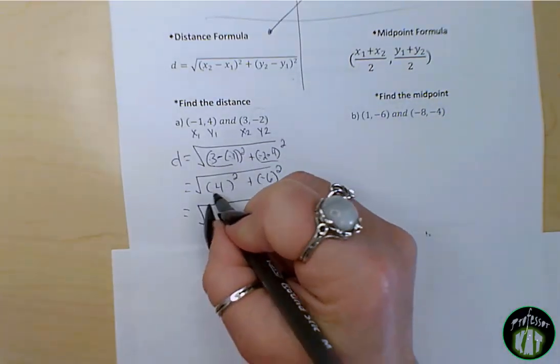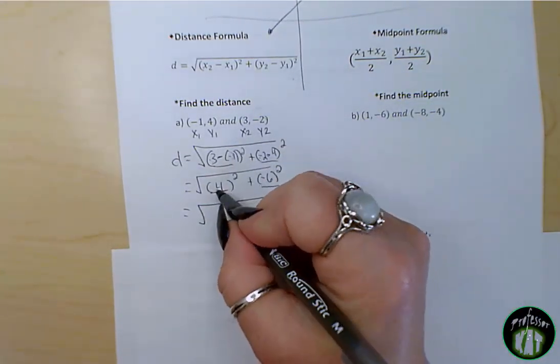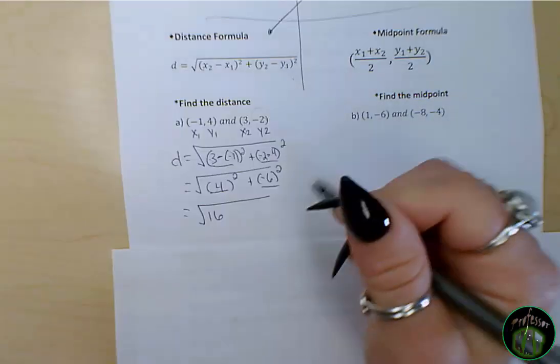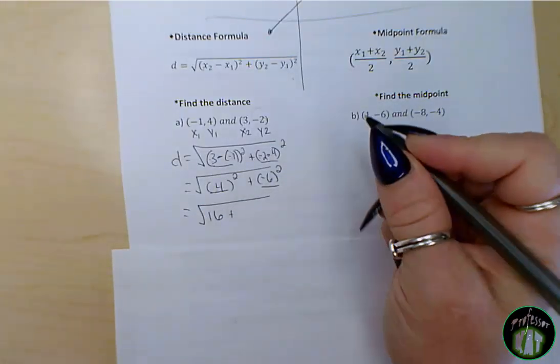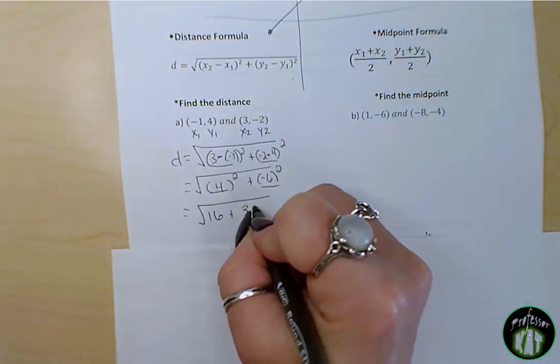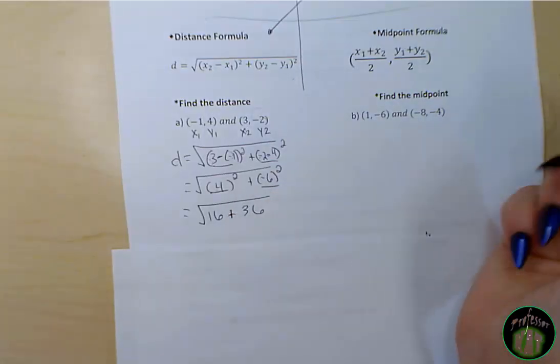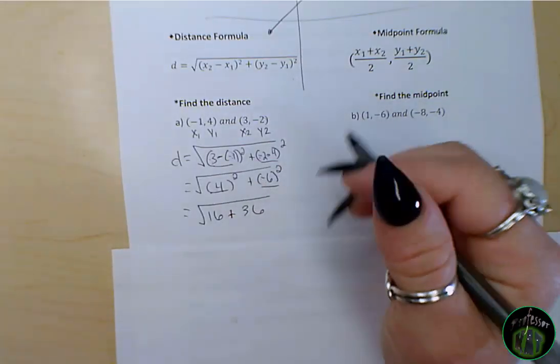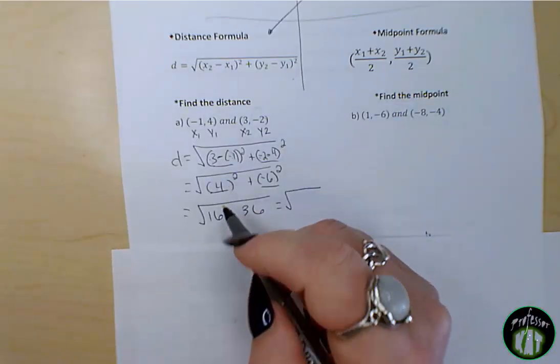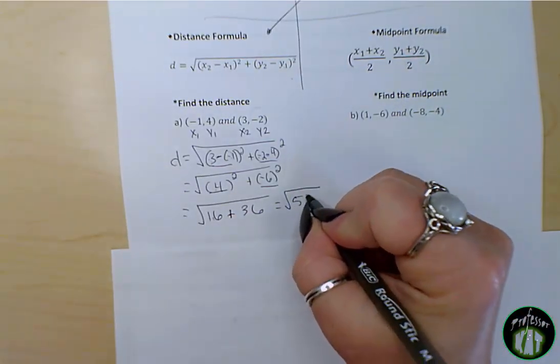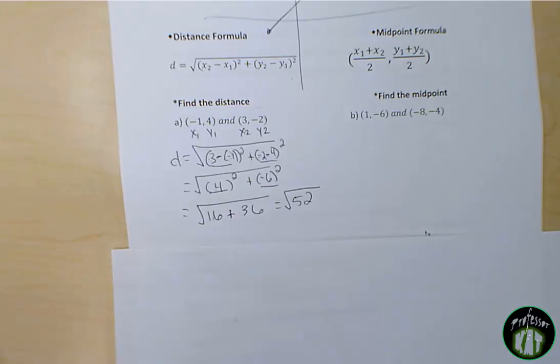Next, in your next step here, you're going to want to go ahead and square these here. 4 squared, 4 times 4 is 16. -6 squared, -6 times -6 is a 36. Don't forget to drop down the plus sign in between them. If we add those two numbers together, 16 plus 36 is a 52.